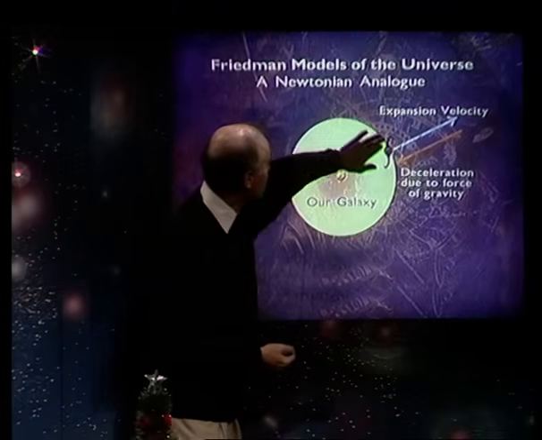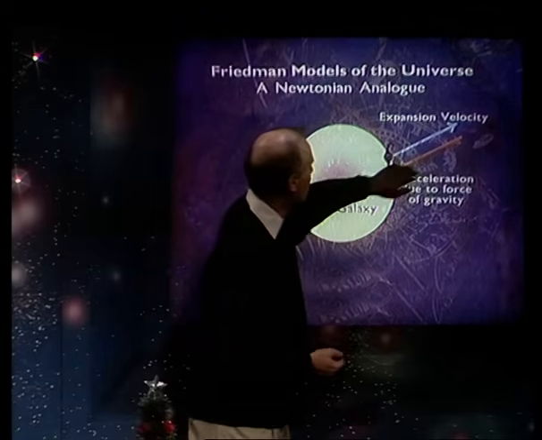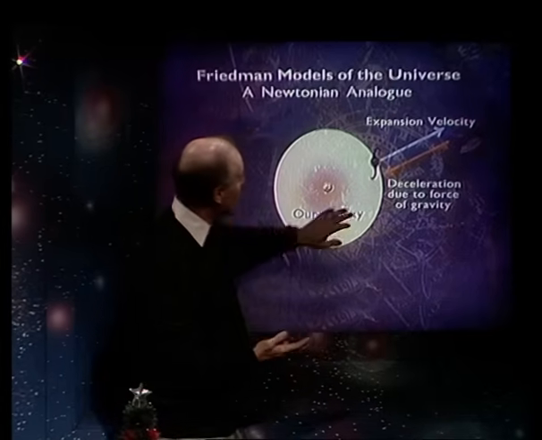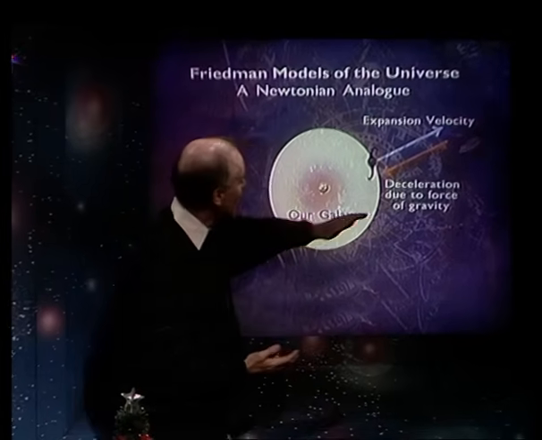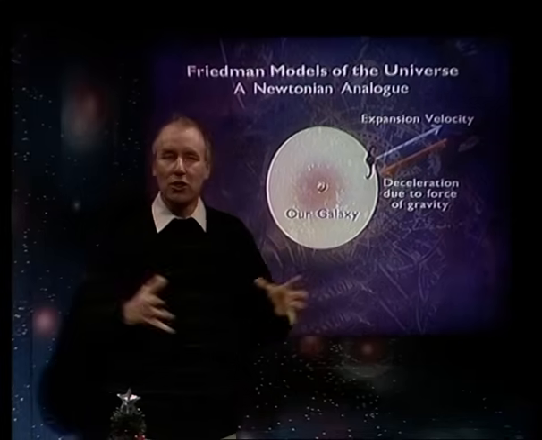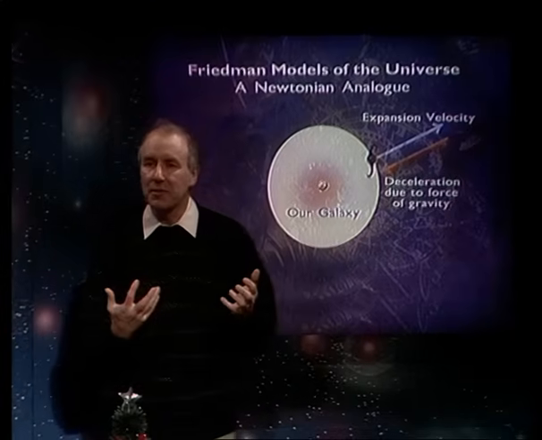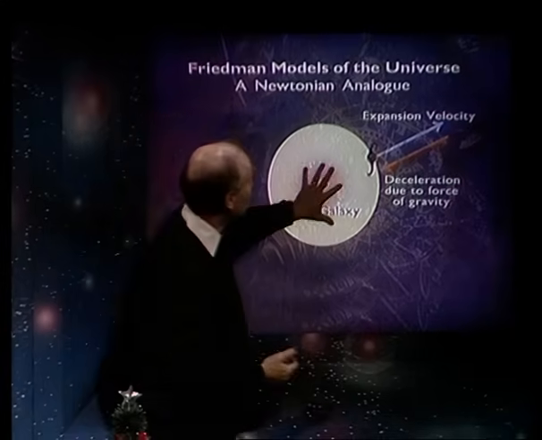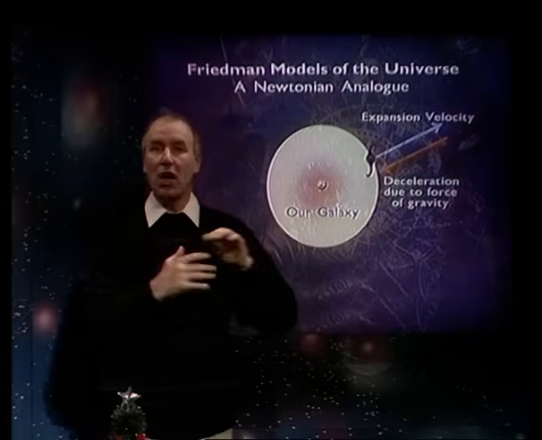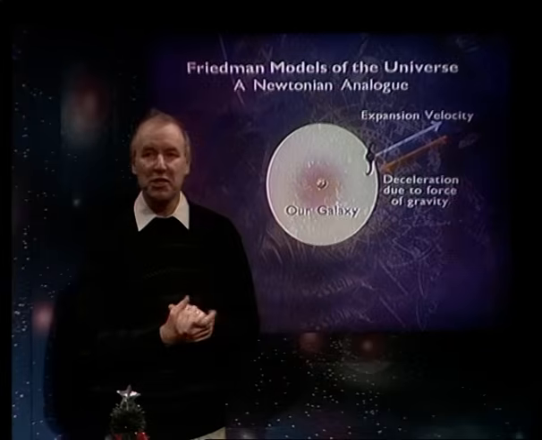Here is this sphere centered on our galaxy. And, of course, the universe is expanding, and so the edge of this sphere is moving away from us. But, of course, all this expansion is being decelerated by the force of gravity, which is trying to pull the universe together. And that is what our models of the universe are about. It's a competition between the fact that the universe is expanding and that it is being retarded by the effect of its own self-gravity.